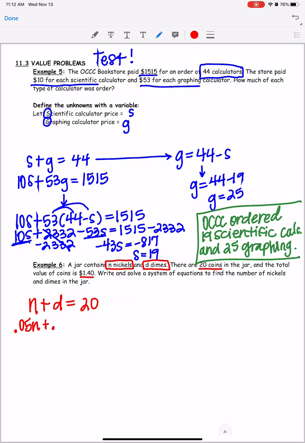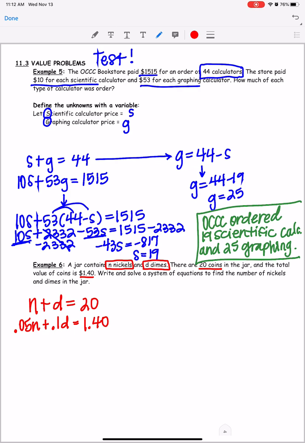Plus, my dime is 10 cents. So either 0.10, but you don't really need that 0, so 0.1D equals $1.40. So again, one of these is the amount of coins, and one of these has to do with the money. So, solve. This one we solved by substitution. So we can solve this one by elimination.